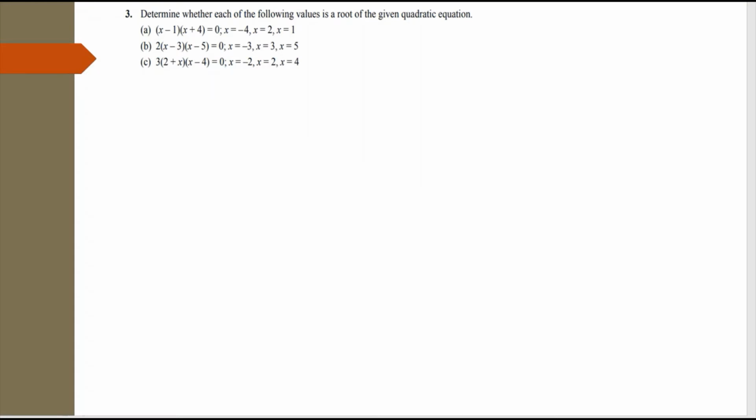Okay, now let's look at question 3a. Determine whether each of the following values is a root of the quadratic equation. Okay, A. When you multiply linear expressions, the product is a quadratic equation. So this is a quadratic equation. Now we want to check whether x is equal to -4, x is equal to 2, or x is equal to 1 are roots of this quadratic equation. Okay, the easy way to solve this problem is to just substitute the value.